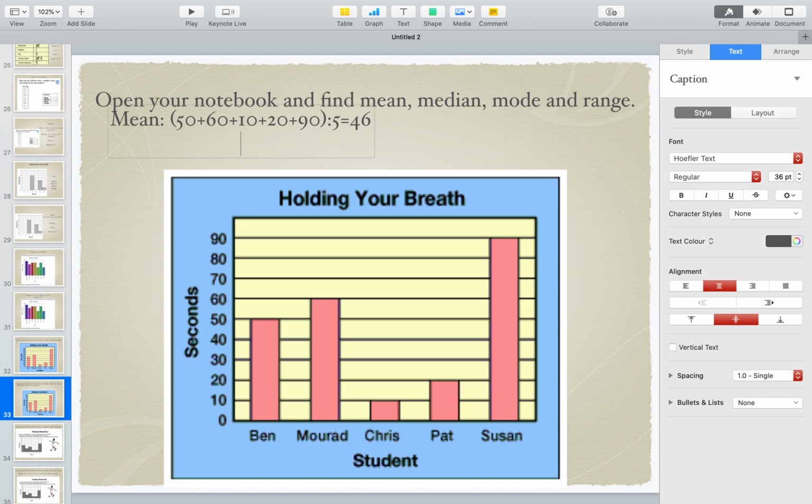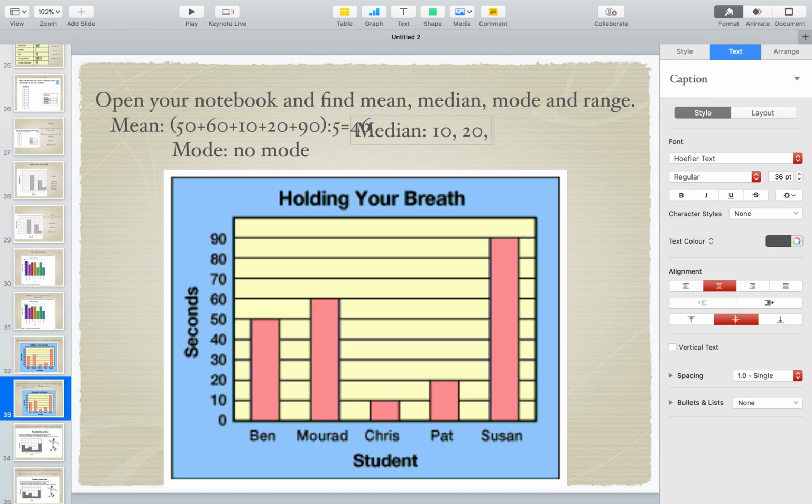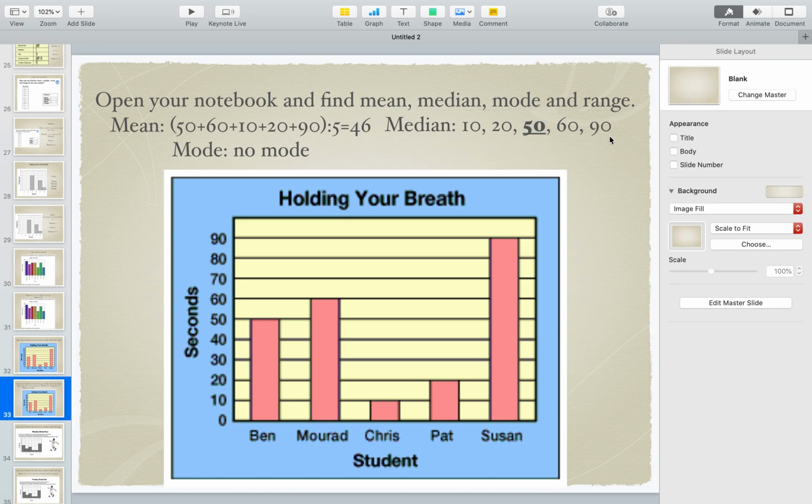Now, mode. Mode, we don't have mode, so there is no mode. Okay, no numbers that repeat themselves. Now, median. What we need to do is arrange these. So 10, 20, 50, 60, and 90. Then we look for the middle number. So it's 50, okay? So our median is 50.